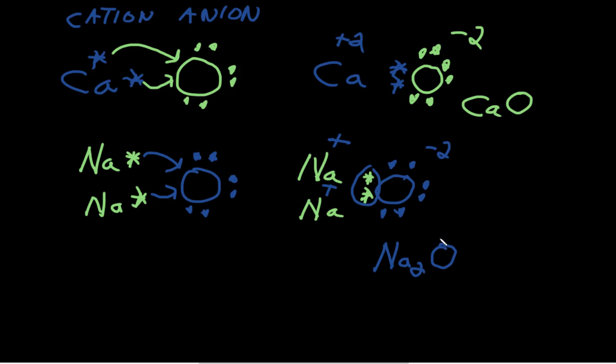All right, so that does it for ionic compounds with ionic bonding. Again, it's that complete transfer of the metal's outermost valence electrons to the outermost energy level of a nonmetal to fulfill the octet rule.